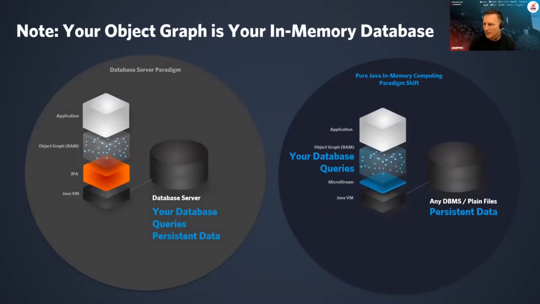On the right side, we can see the MicroStream system prevalence approach. Here we have only the storage data in a storage, and it can be a database system. It can be plain files. So there is only the storage data, and you have to query your data in memory. This is the big difference. You have to load the data into the RAM and then query the data in memory. This is a different approach, so you have to think about that.